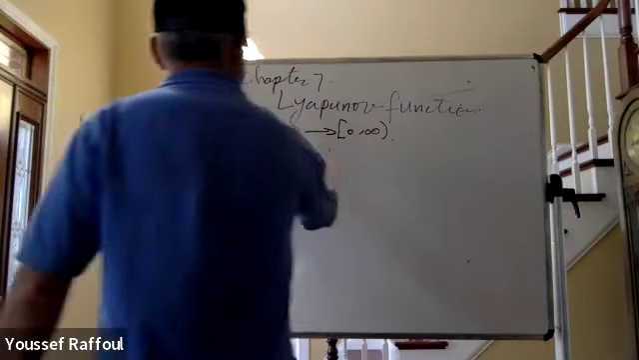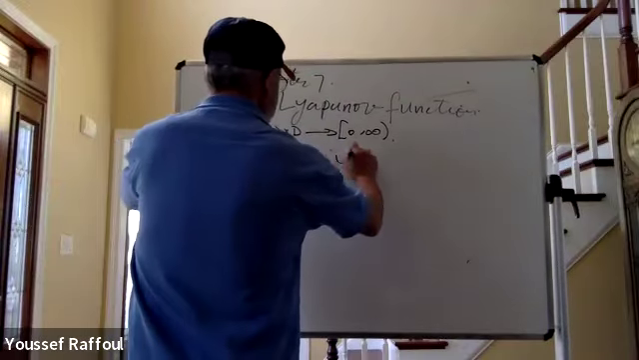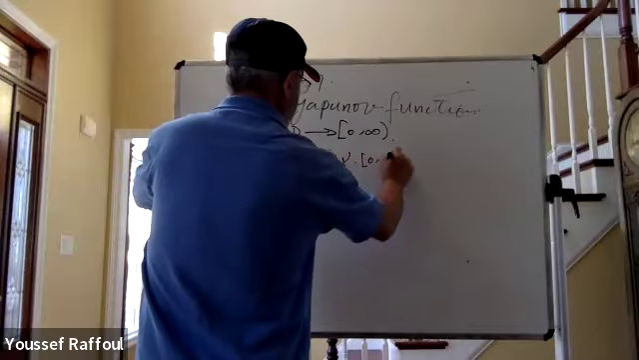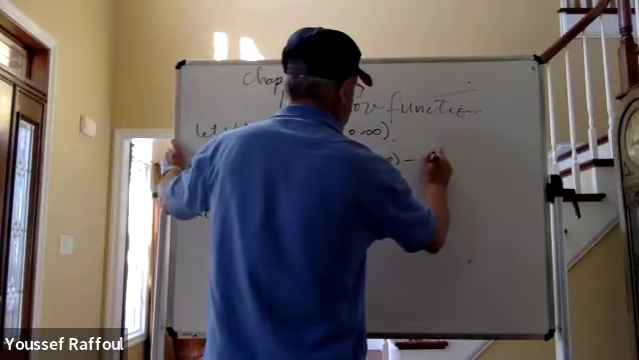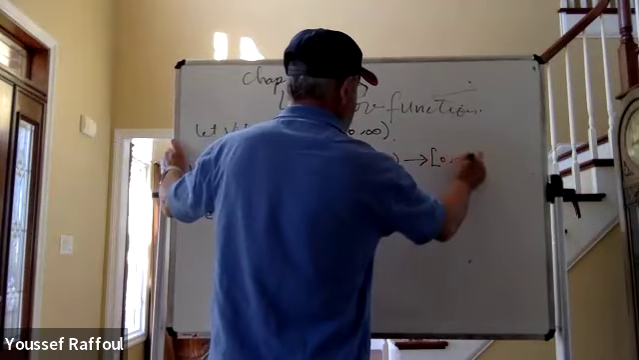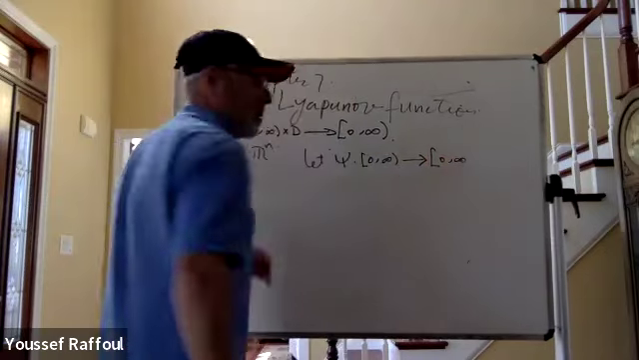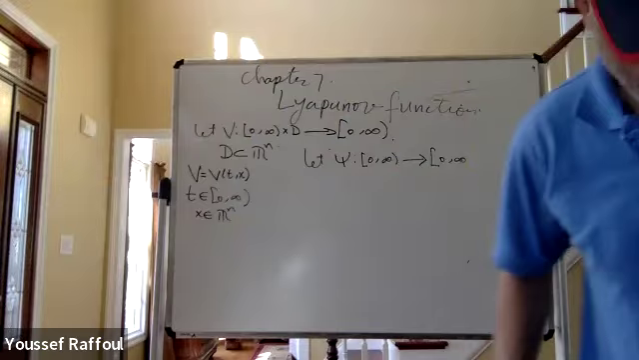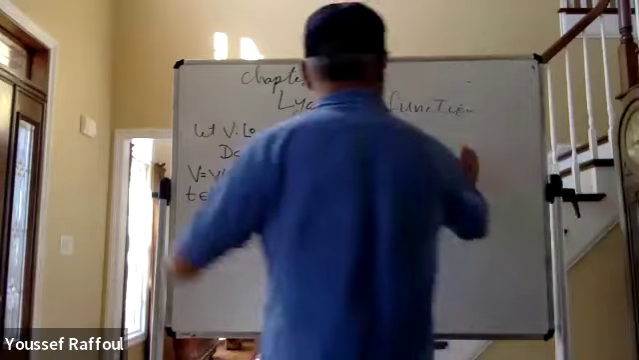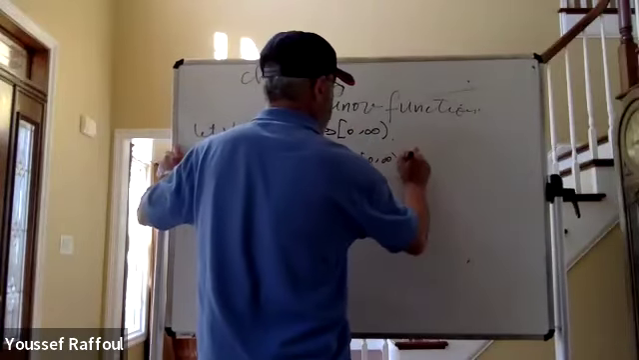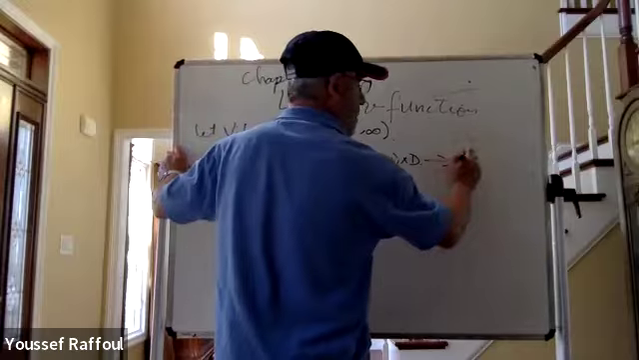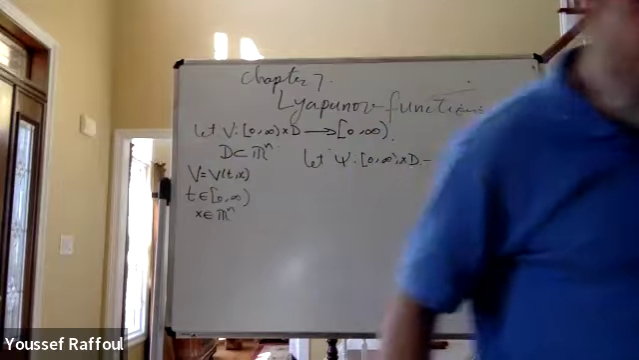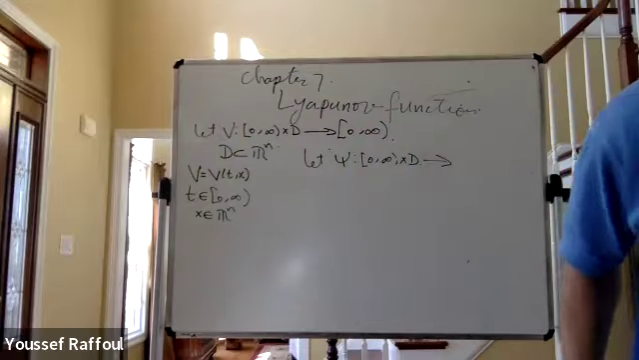Now, we're going to let another function, c, from 0 to infinity into Rn, be a function, so we have this function, c.